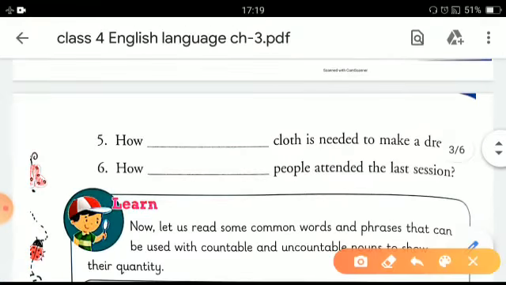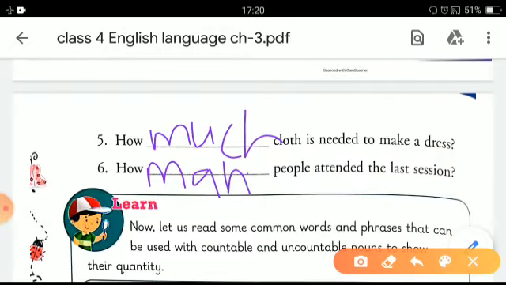Then, how much cloth is needed to make a dress? To make a dress, how much cloth is needed? The length of the cloth is asked. How many people attended the last session? People can be counted, so I'll write many.